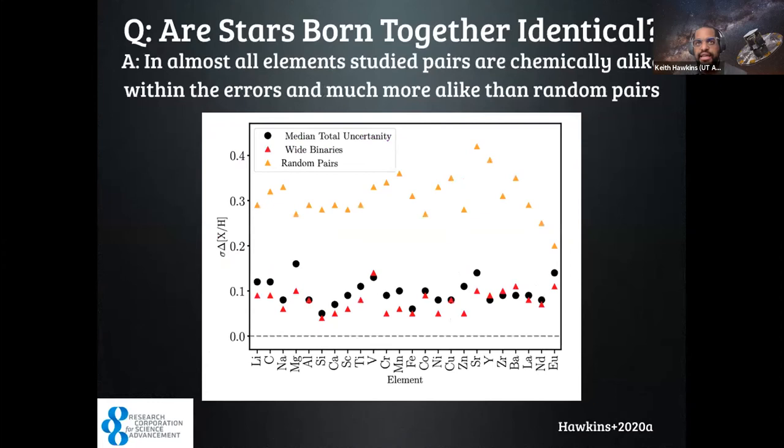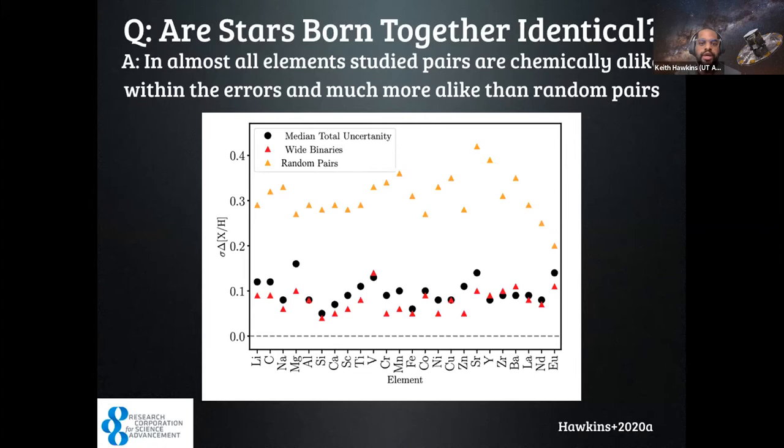And that's highlighted in this particular plot, which shows the dispersion of the difference in the X over H ratios for different elements for all of the wide binary pairs in red triangles, compared to random pairings of field stars in orange triangles. For reference, we also put in how well we think we can measure the uncertainties in red circles. The takeaway from this plot is that the red triangles and black circles overlap, which means that within the uncertainties, we can't see a difference between the chemical abundance patterns of each pair in the wide binary, whereas we can for the random pairs of field stars.